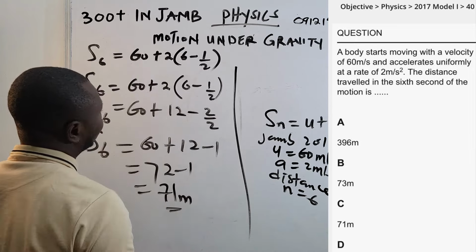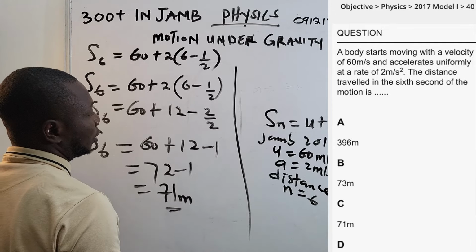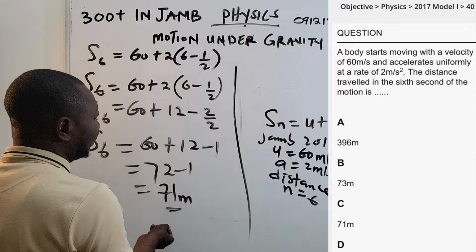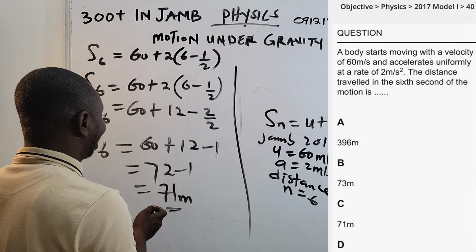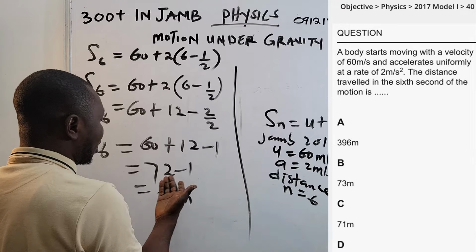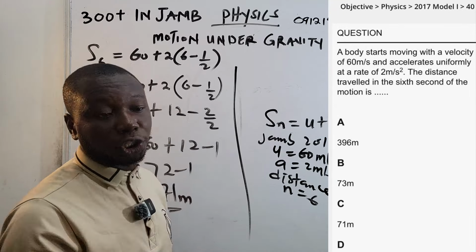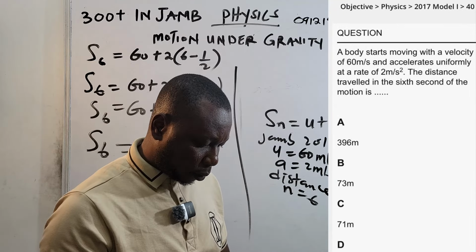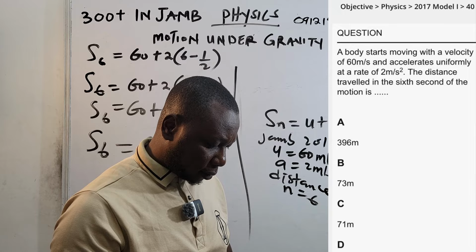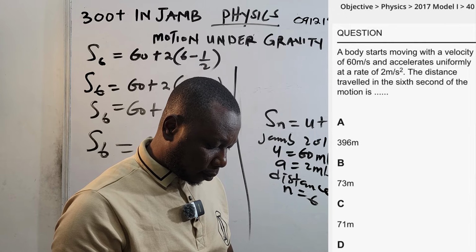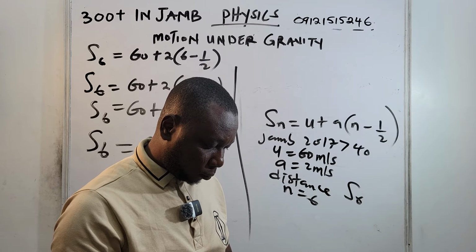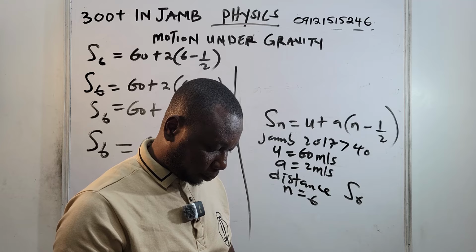I've told you that subsequently the values might change. There might be some variations. Sometimes the distance in the 6th second might be given, and you are asked to find the acceleration. You just do your change of subject of the formula. All right, so let's move ahead to other questions.